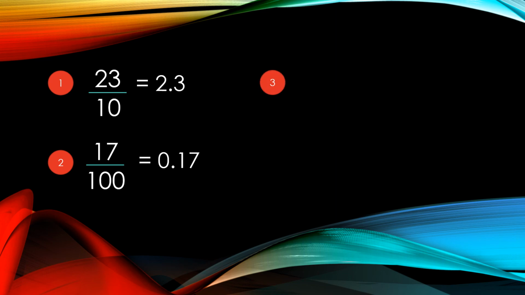Third one. 342 over 100. Here also you have to divide 342 by 100. In 100 there are 2 zeros, so you have to shift the decimal point 2 places to the left. So the answer becomes 3.42.